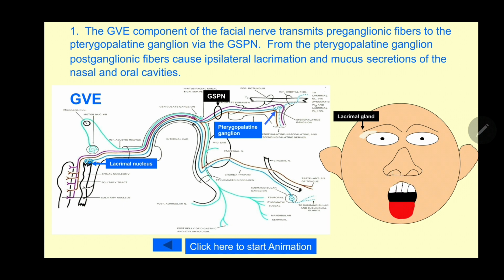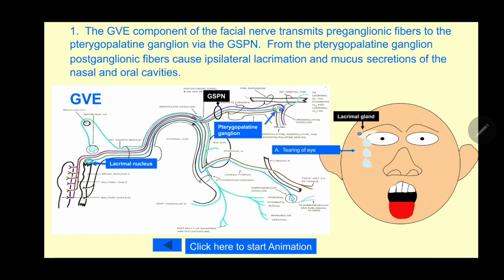At the same time, there will be greater and lesser palatine nerves for the secretions from the nasal and oral cavities, mucosal secretions. So look at this now, this general visceral efferent nucleus is placed at the level of the lower pons, and because it's a motor tract, impulses will start from here, right? So you can see how the impulses originate from here and take this course via the greater superficial petrosal nerve. This will relay here, and after being relayed, the postganglionic fibers will reach the lacrimal gland and cause lacrimation.